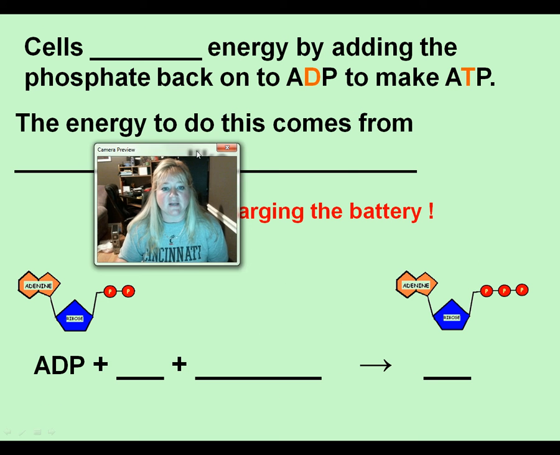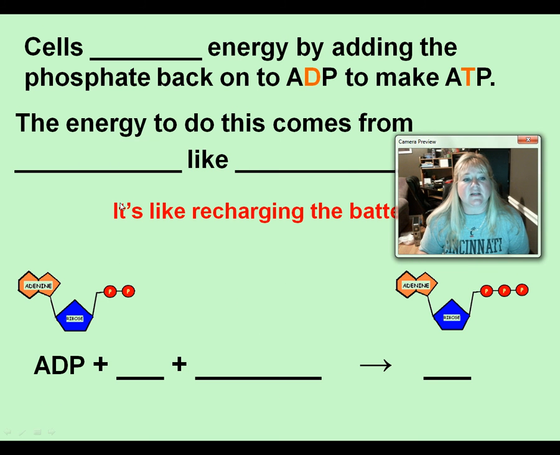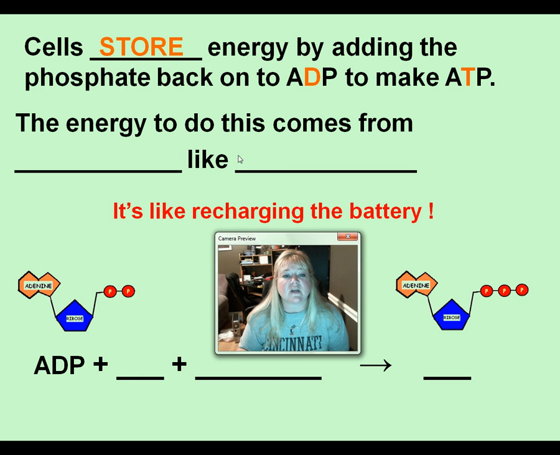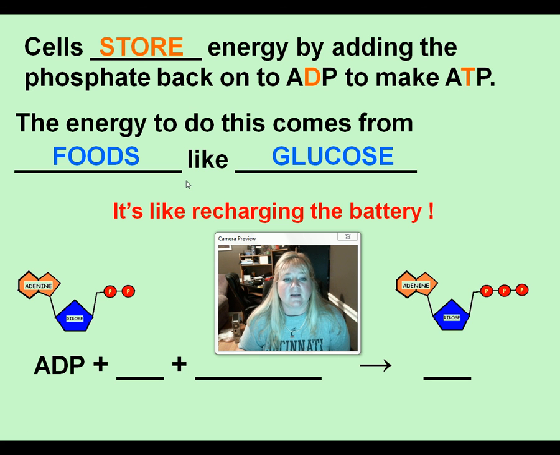All right, what else have we got? Some fill in the blanks here. Cells store energy by adding the phosphate back onto ADP to make ATP. And the energy to do this comes from foods. This is why you eat foods like glucose. And when you eat foods like glucose, that energy that's in the glucose ultimately gets used to make ATP. And that's like recharging the battery.